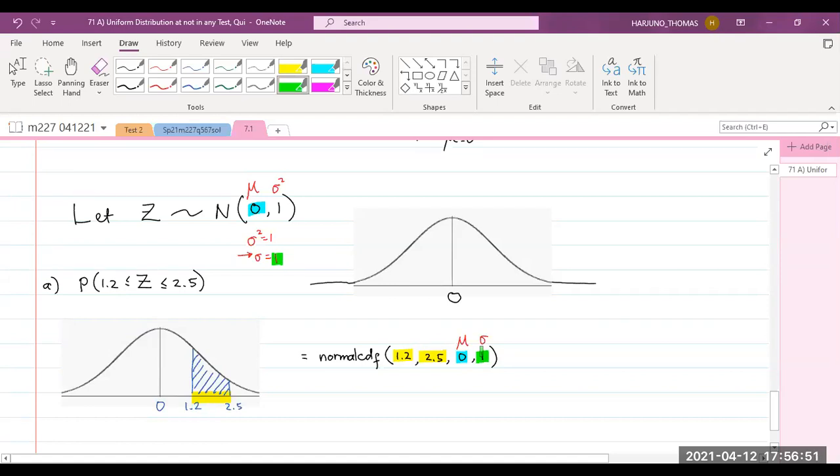So normal CDF will be followed by four numbers. The first two numbers are the lower bound and upper bound of the interval. The third number is the mean. The fourth number is the standard deviation. Because it is standard normal, the mean is 0 and the standard deviation is 1.